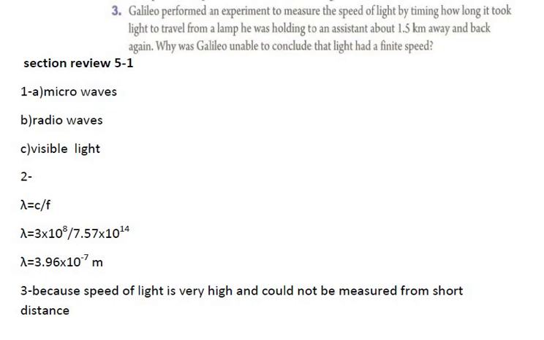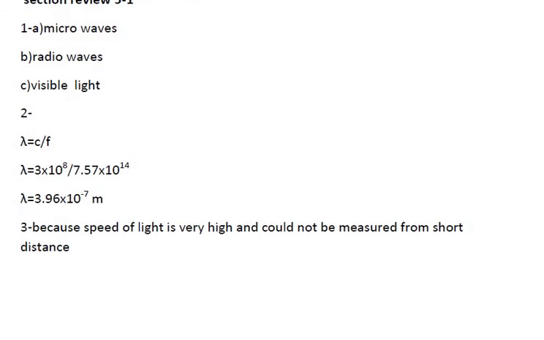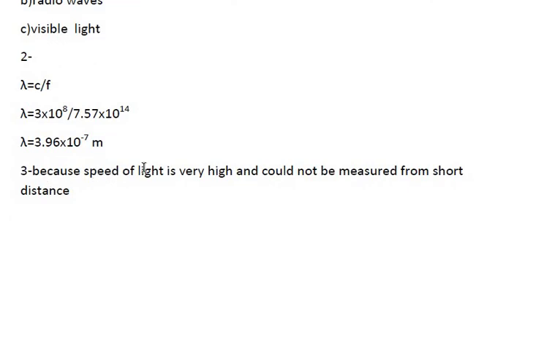The third question says Galileo performed an experiment to measure the speed of light by timing how long it took light to travel from the lamp he was holding to an assistant about 1.5 kilometers away and back again. Why was Galileo unable to conclude that light has a finite speed? The answer says because the speed of light is very high and could not be measured over short distances.